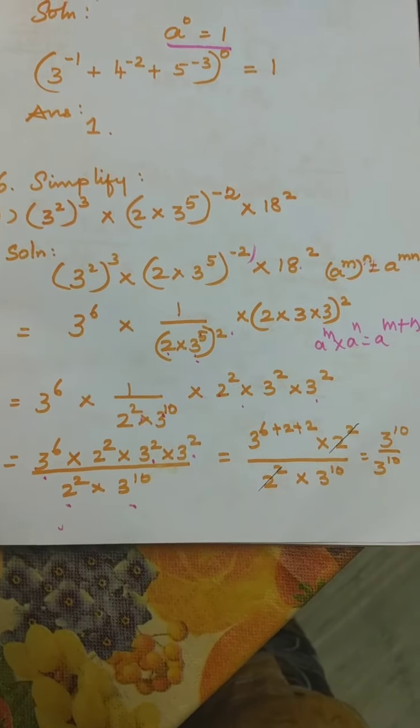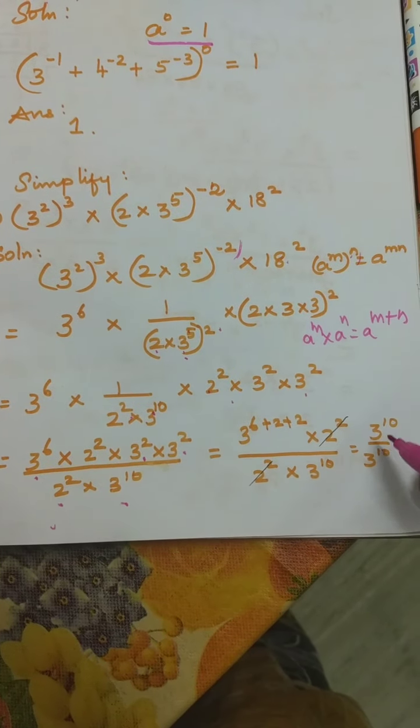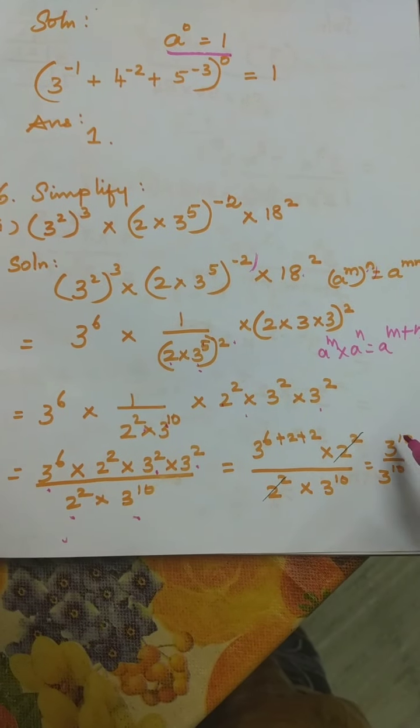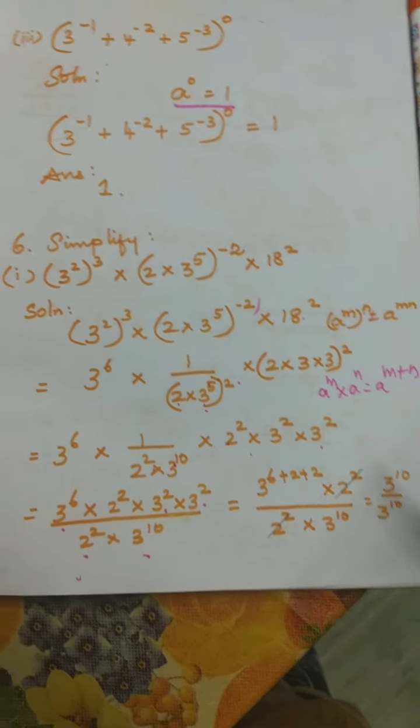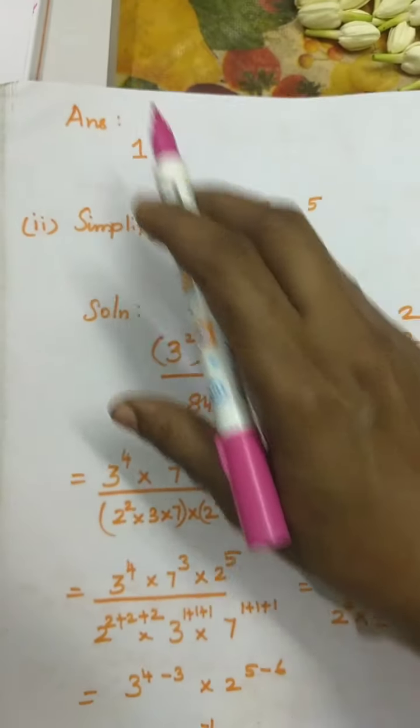We can cancel these two. In the denominator also we have 3 power 10, so here also it comes as 3 power 10. So you can cancel both. Okay, the answer is 1.